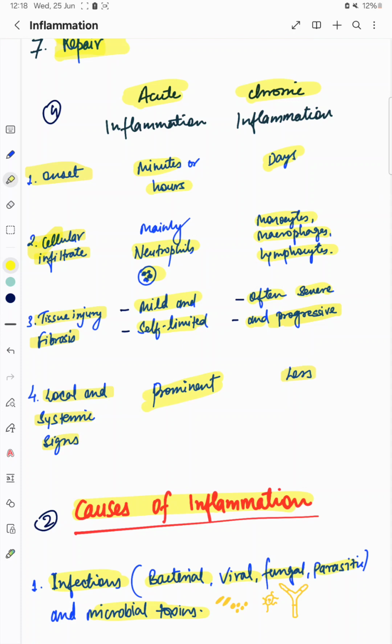In the next lecture we will discuss acute inflammation in detail.